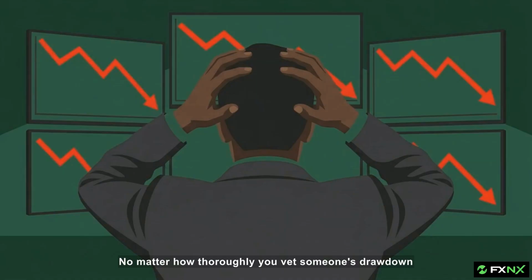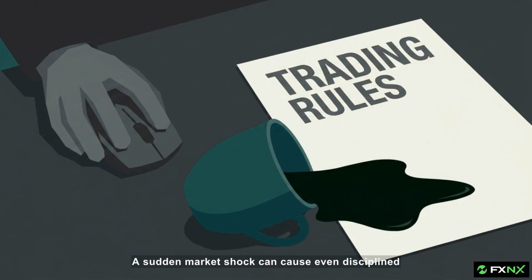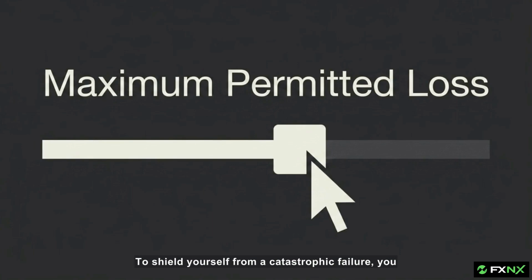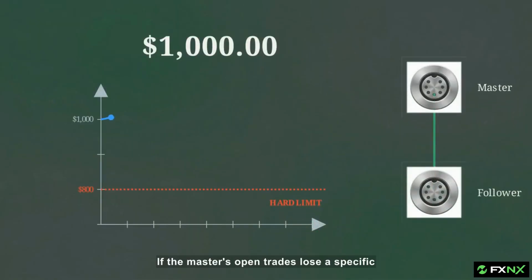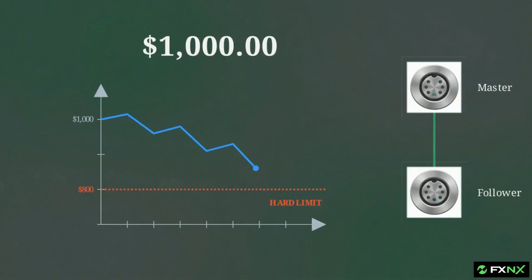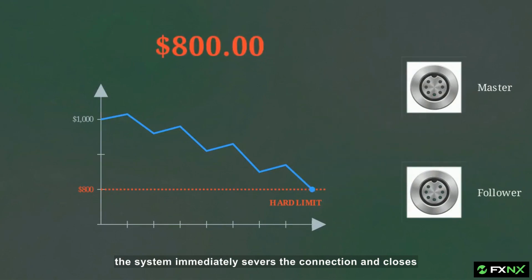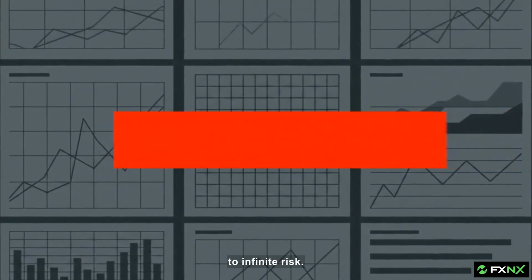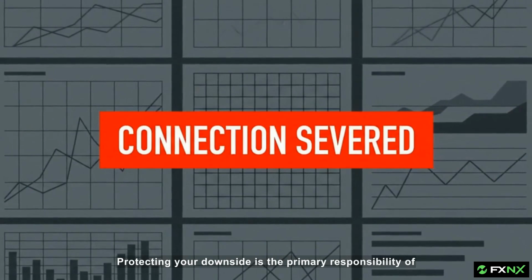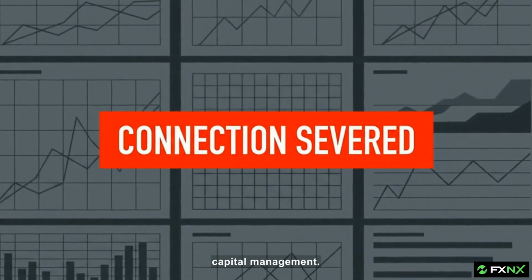No matter how thoroughly you vet someone's drawdown and longevity, they are still human. A sudden market shock can cause even disciplined veterans to panic and abandon their rules. To shield yourself from a catastrophic failure, you employ an equity stop-loss. This is a hard, mathematical limit you set on your own account. If the master's open trades lose a specific dollar amount, the system immediately severs the connection and closes your positions. Establishing this boundary ensures you are never exposed to infinite risk. Protecting your downside is the primary responsibility of capital management.